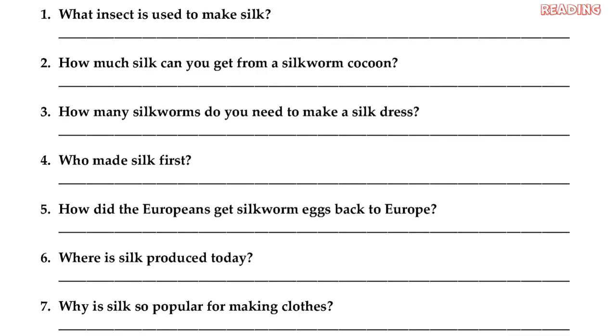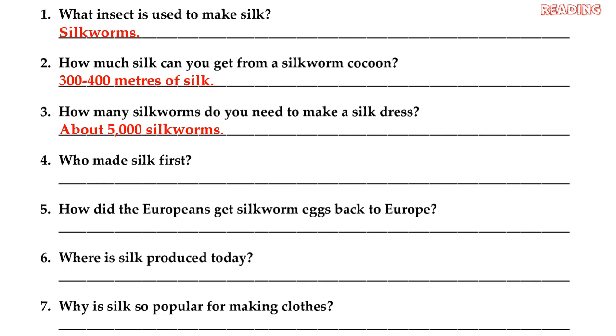So, what insect is used to make silk? In the first line, it's silkworms. How much silk can you get from a silkworm cocoon? Yes, 300 to 400 meters of silk. How many silkworms do you need to make a silk dress? Yes, you need about 5,000 silkworms.